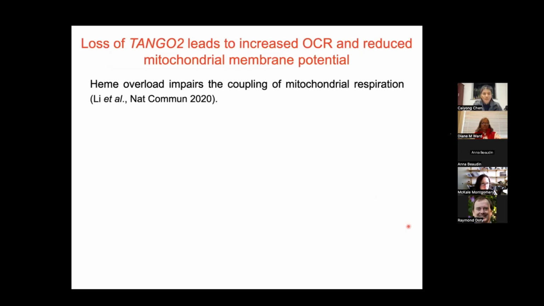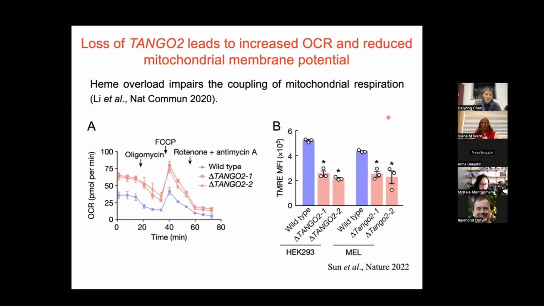We also did a preliminary analysis on the effects of TANGO2 deficiency on mitochondrial metabolism. It has been previously reported that mitochondrial heme overload may impair the coupling of mitochondrial respiration. So we analyzed the mitochondrial OCR and the mitochondrial membrane potential using the dye TMRE. We found that knockout of TANGO2 leads to an increased oxygen consumption rate in HEK293 cells. But the mitochondrial membrane potential is significantly decreased in the knockout cells. Taken together, these results suggest that loss of TANGO2 may lead to uncoupling of mitochondrial respiration.